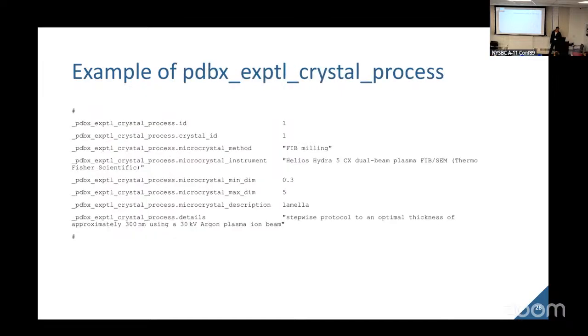And there are some other examples. This is how the microcrystal is produced, and the method is FIB milling. And these are instruments, and the minimal dimension is 0.3, and the unit is micrometer, so 0.3 means 300 nanometers. It's almost the optimal size.